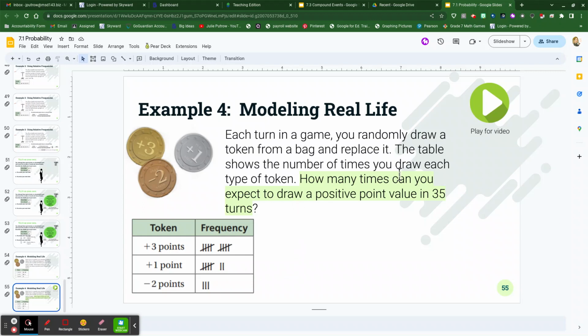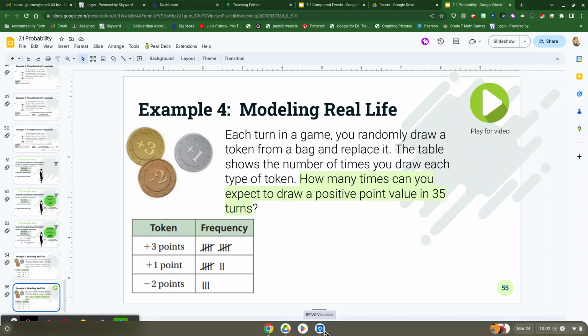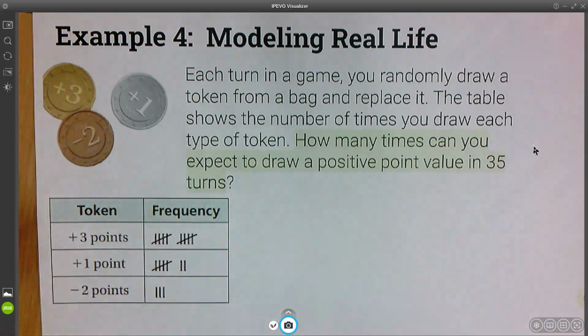It's asking us how many times can you expect to draw a positive point value in 35 turns. So they're asking me to predict what will happen after 35 pulls. So let me flip over to the camera and we'll go ahead and get started here.